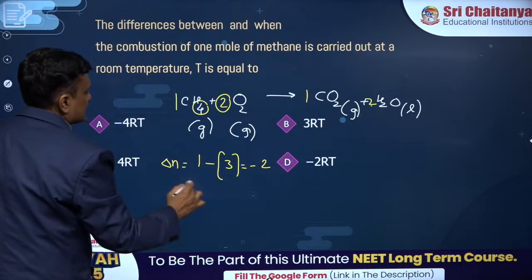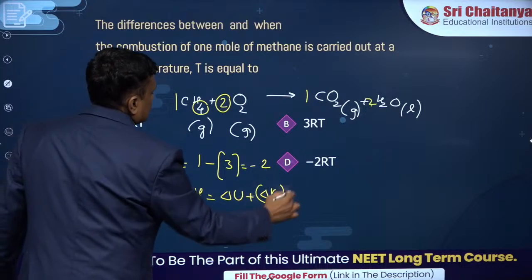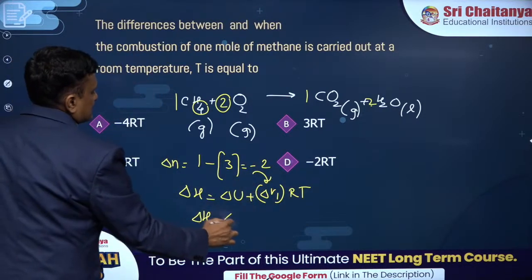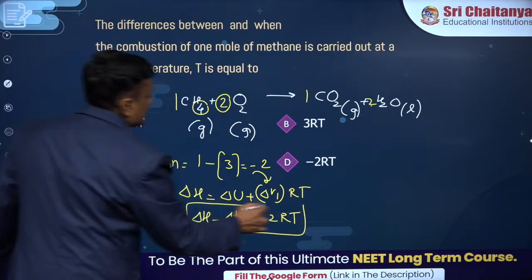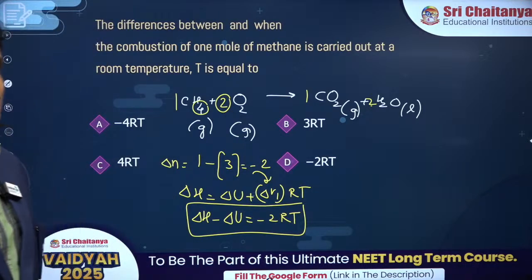So ΔH is equal to ΔU plus ΔnRT. So when you substitute here the value of ΔN, you can see ΔH minus ΔU is equal to -2RT. So this is the point. Yes, what is the answer, buddies? What is the answer, isn't it?